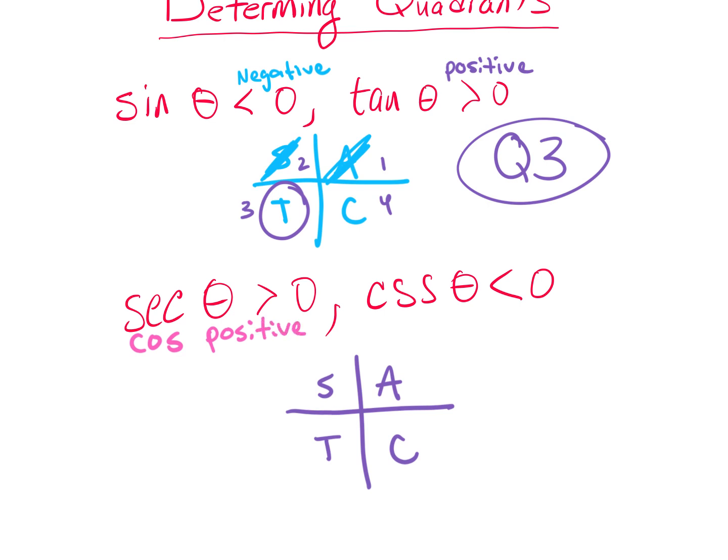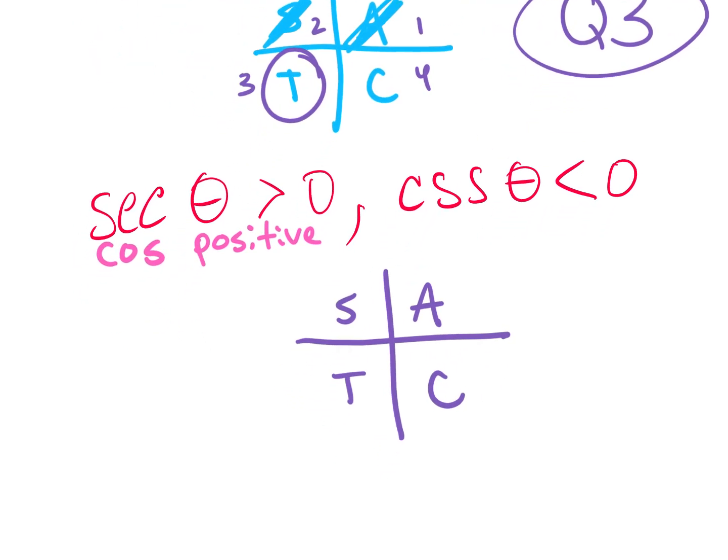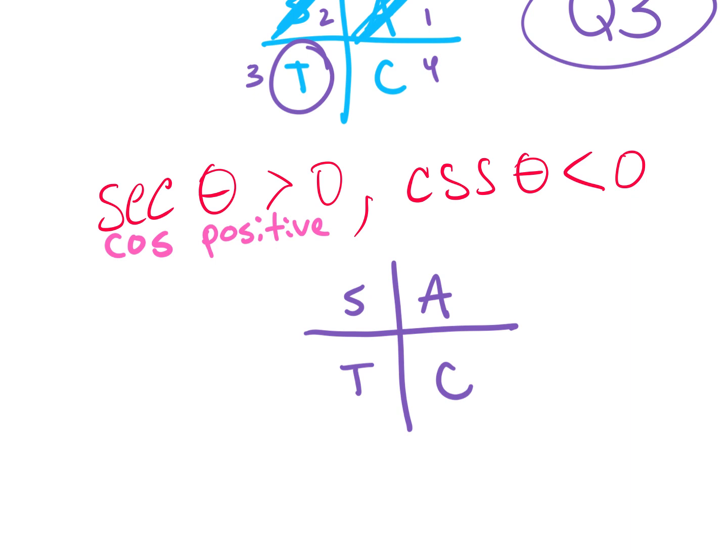So which two quadrants can we eliminate knowing that cosine has to be positive? Tangent and sine, because cosine is only positive in the all-positive quadrant and the cosine-positive quadrant.